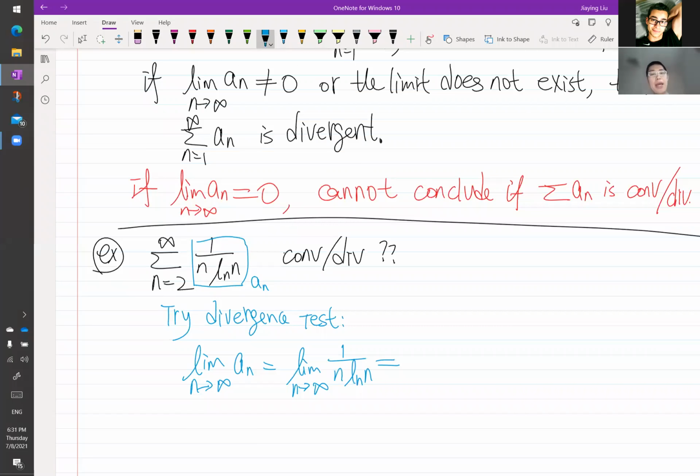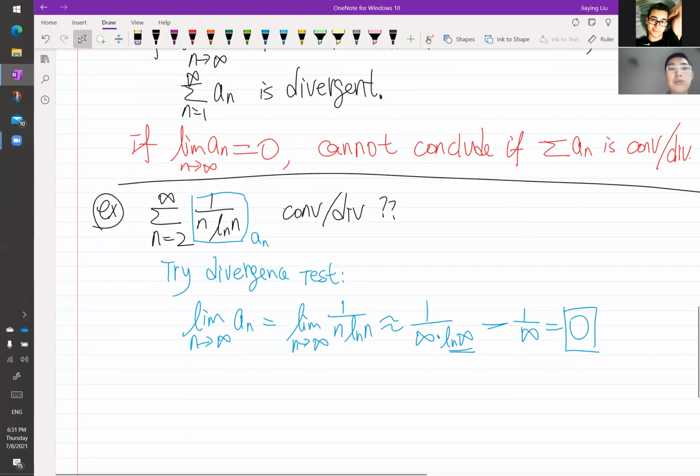If we just imagine we can take infinity and put it into the denominator, that will be 1 over infinity times natural log of infinity. If you remember the graph of the natural log function, as the input goes to infinity, the natural log of infinity approaches infinity. So basically this ends up being 1 over infinity times infinity, so that goes to 0. So you're all right there. Well, that's the thing though. If we try to use the divergence test, the limit of an is actually equal to 0.